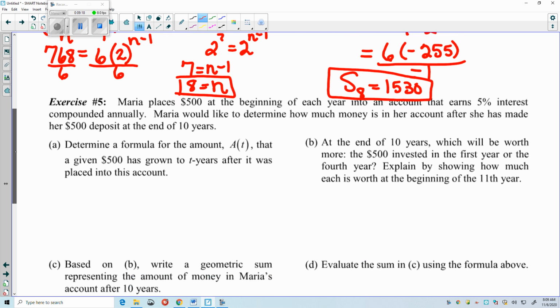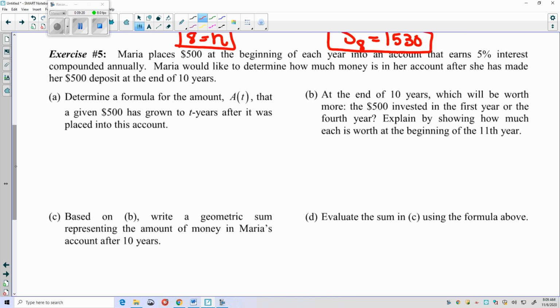Moving on. This one gets a little bit more challenging. So Maria places $500 at the beginning of each year into an account that earns 5% interest compounded annually. Maria would like to determine how much money is in her account after she has made her 500 deposits at the end of 10 years. So the way that we would figure that out, keep in mind if it's at the end of 10 years, that would be like the start of the 11th year. So remember that as we're progressing.